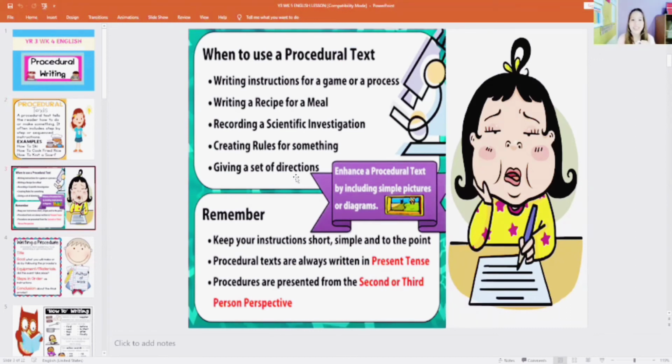And the last one is to give a set of directions. The reminders here are for you to remember the things that you need to learn, and Teacher Camille will discuss it during our online class.